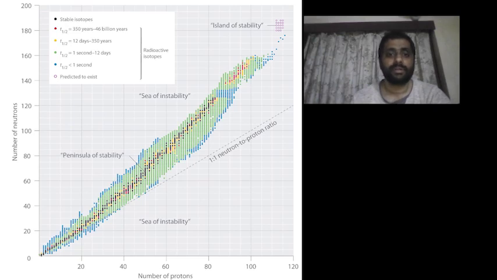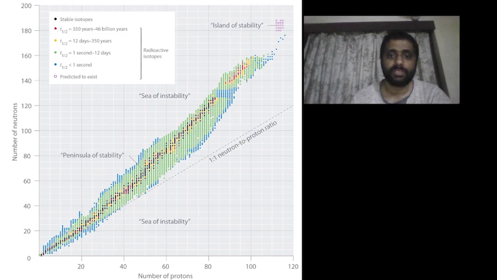Good morning, dear students. Today we are going to look at the nuclear stability curve. The nuclear stability curve determines whether the nucleus is stable or not. In this lecture, we will plot the number of neutrons with respect to the number of protons of each atom. The number of protons is equal to the atomic number, whereas the number of neutrons plus the number of protons gives you the mass number.